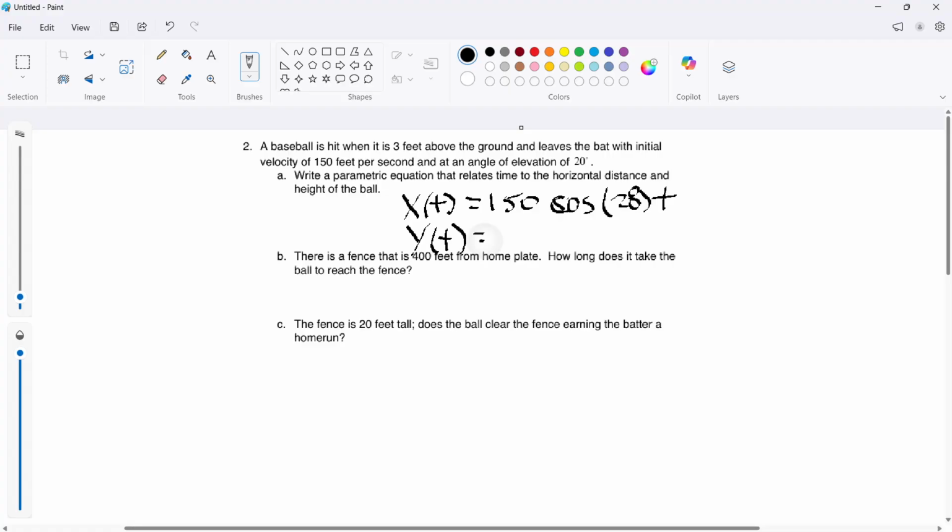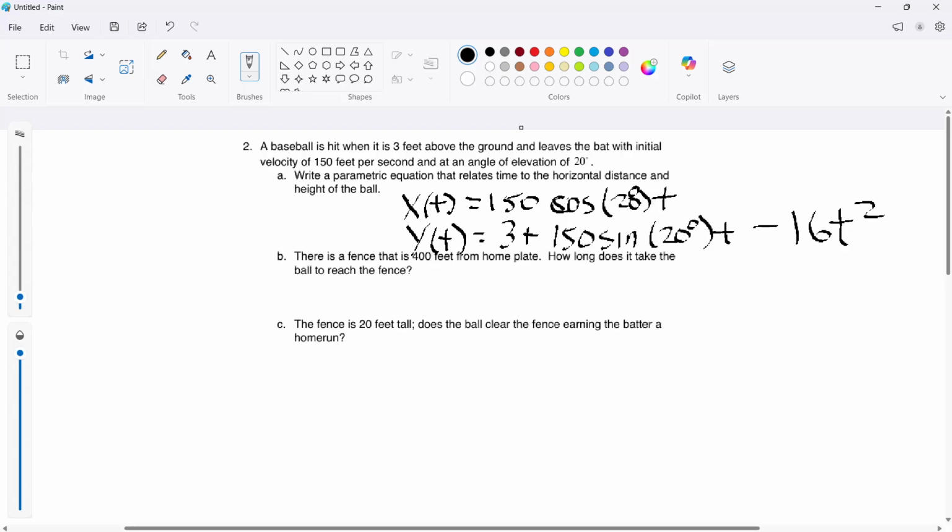Y of t, remember, equals the initial height, which in this one is 3 feet, plus 150 sine of 20 degrees times t, and then you have to account for gravity, minus 16t squared. So those are the parametric equations.